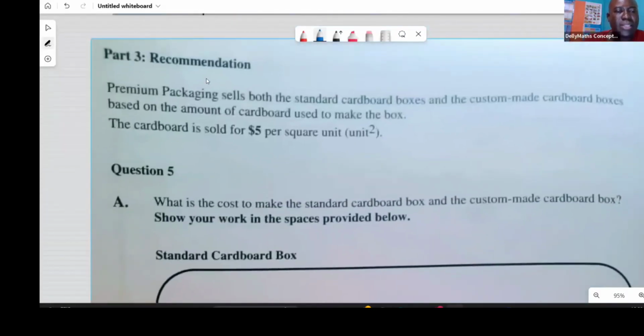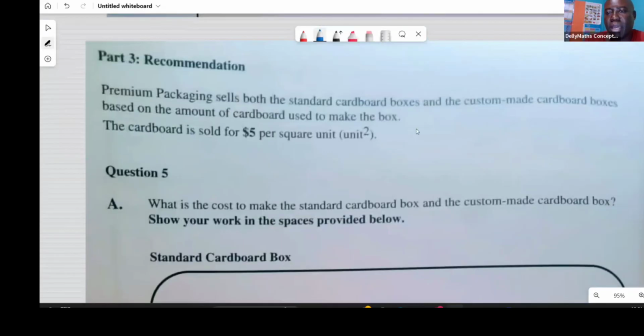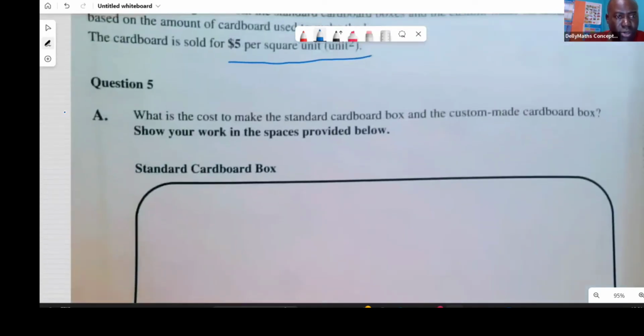So it said recommendations. A premium packaging company sells both the standard boxes and the custom-made cardboard boxes based on the amount of cardboard used in the box. The cardboard box is sold at $5 per square unit. So here's the thing now. What is the cost to make the standard box and the custom box?